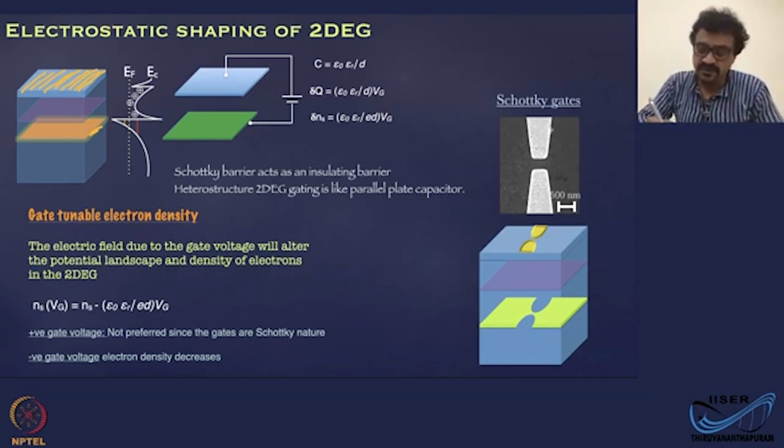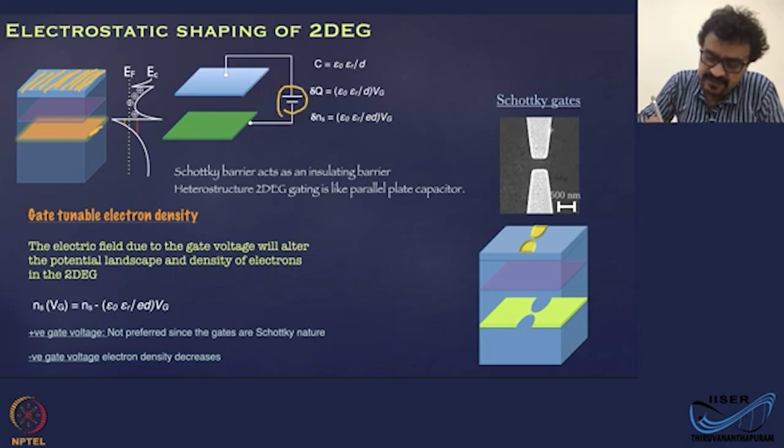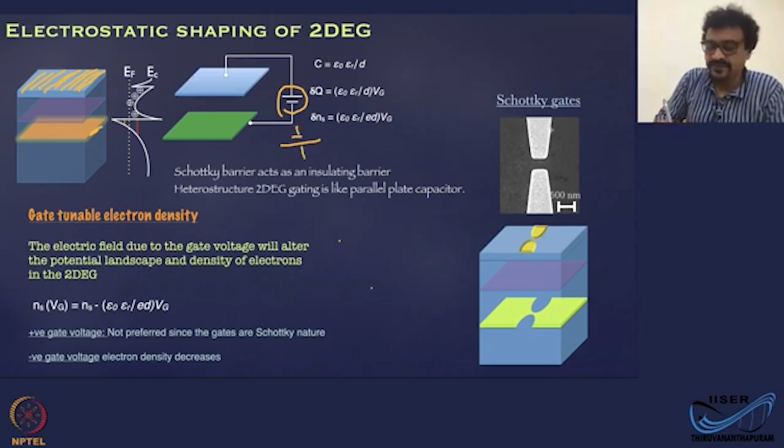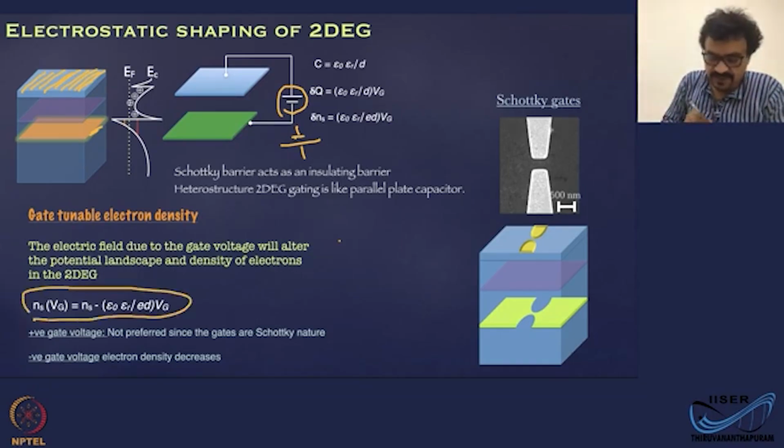So now, this is not really an ideal situation for an electron system. For an electron system, what you should do is draw it this way. You should apply negative voltage, then you can actually reduce the carrier concentration here. This is the formula for it.